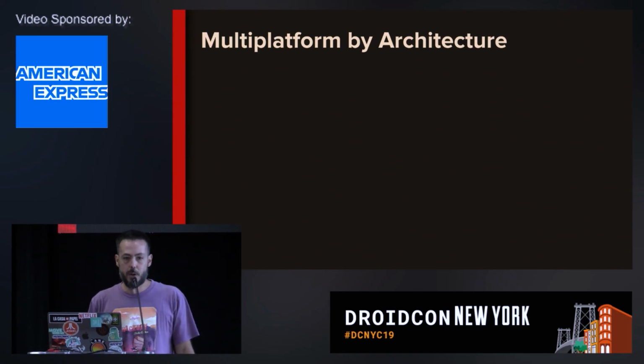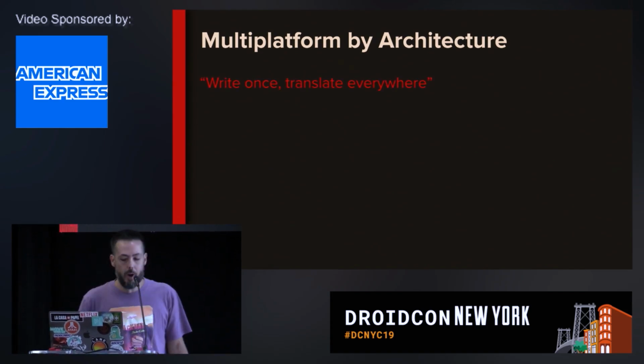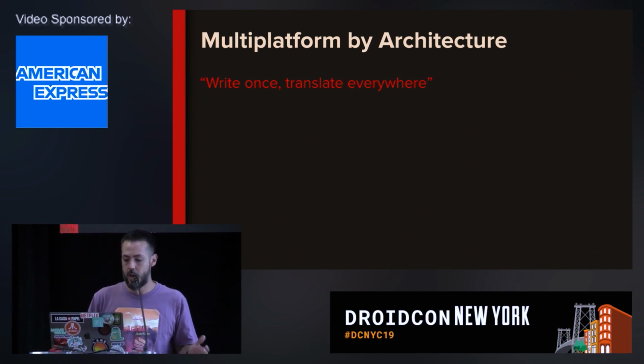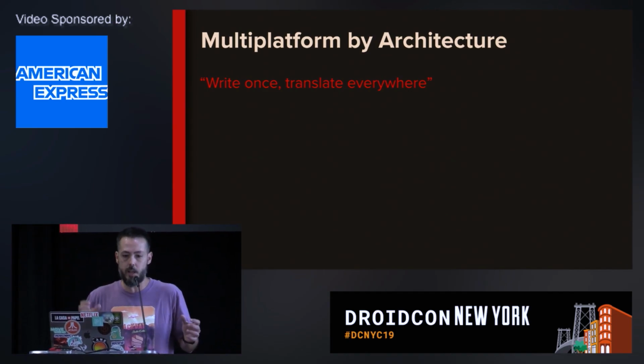So there is a concept that we created when building this app, which is multi-platform by architecture. And what I mean by that is we write once, and we translate from Kotlin to Swift, and from Swift to Kotlin everywhere. The idea is we have 2 teams, one iOS team and one Android team, and we have the same set of features. And the UI looks the same.